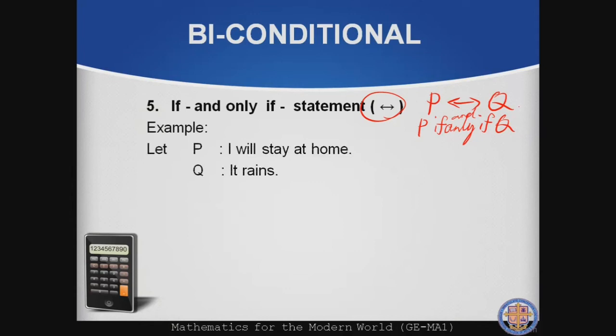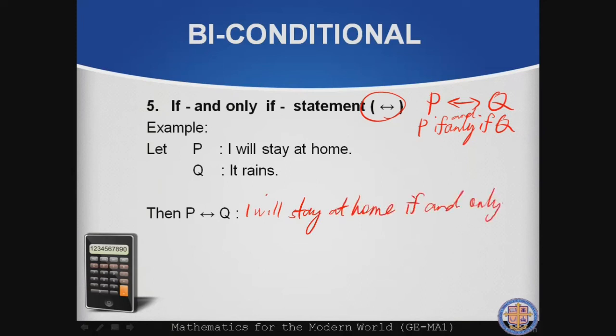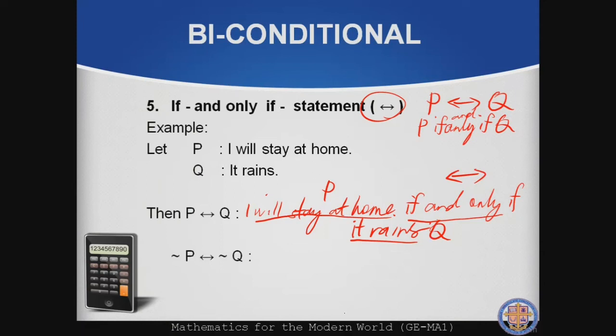Example, let P be the proposition, I will stay at home. Q be the proposition, it rains. Then P, if and only if Q can be written as, I will stay at home if and only if it rains. Okay? So, I will stay at home. This is your P. If and only if in symbol, arrowheads pointing both sides. It rains. This is your Q. So, you comply with your symbols. Correct.